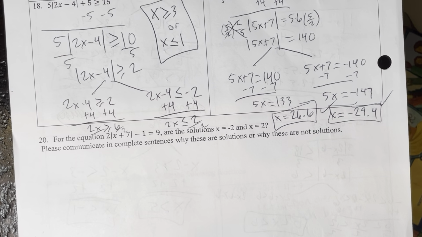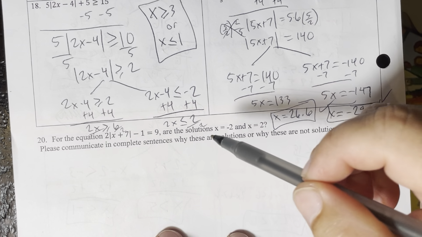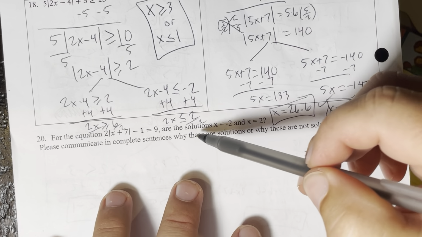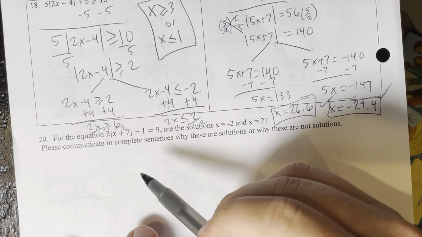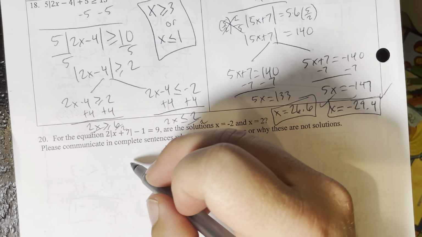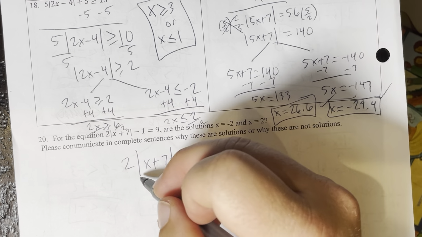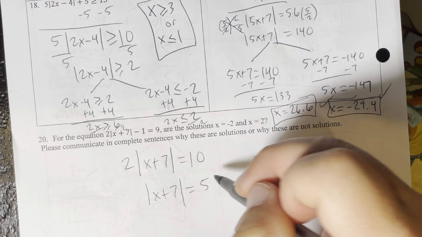All right, my last one. It says for the equation, absolute value x plus 7 minus 1 equals 9, are the solutions negative 2 and 2? Please communicate in complete sentences why these are solutions or why these are not solutions. And so let's go ahead and solve this one. So we'll add 1 over, so we get 2 absolute value x plus 7 is equal to 10. We'll divide by 2 to get absolute value x plus 7 is equal to 5.